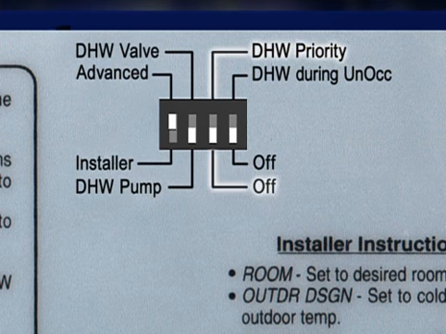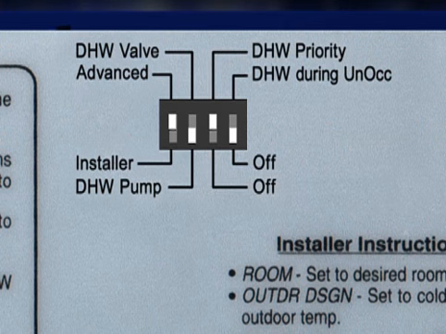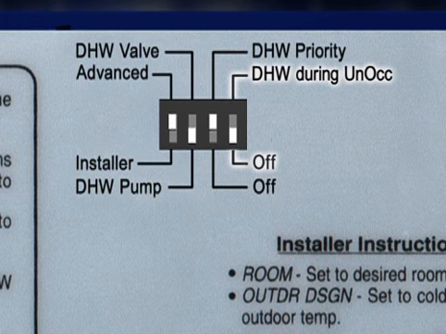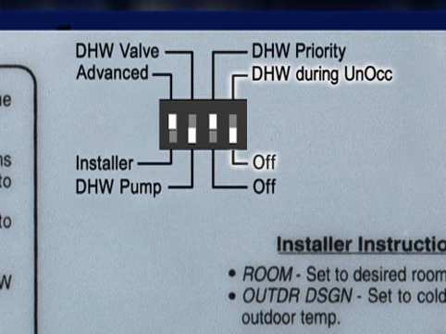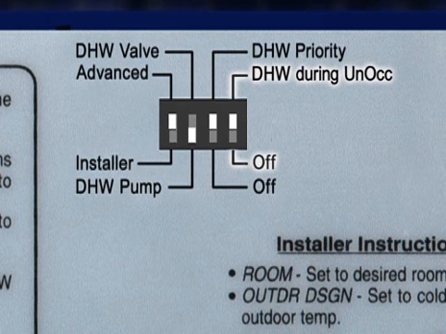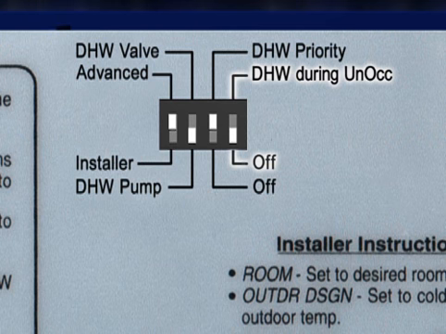The DHW priority off dip switch is used to select DHW priority. The DHW during unoccupied off dip switch is used to select whether or not domestic hot water will be generated during the unoccupied or night period. If DHW during unoccupied is selected, DHW operates normally. If off is selected, a call for DHW during the night is ignored.